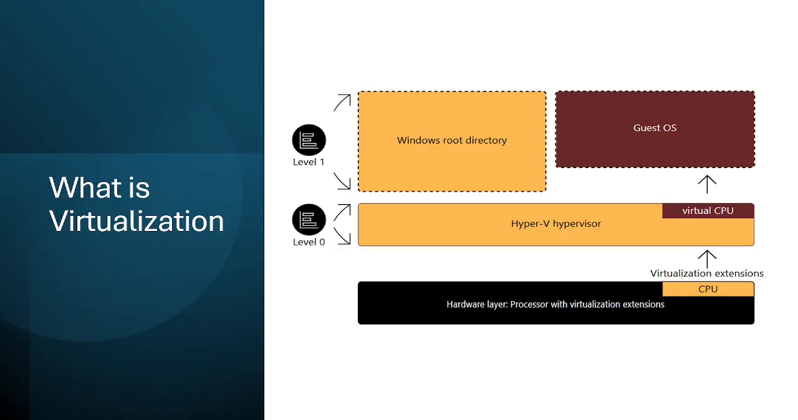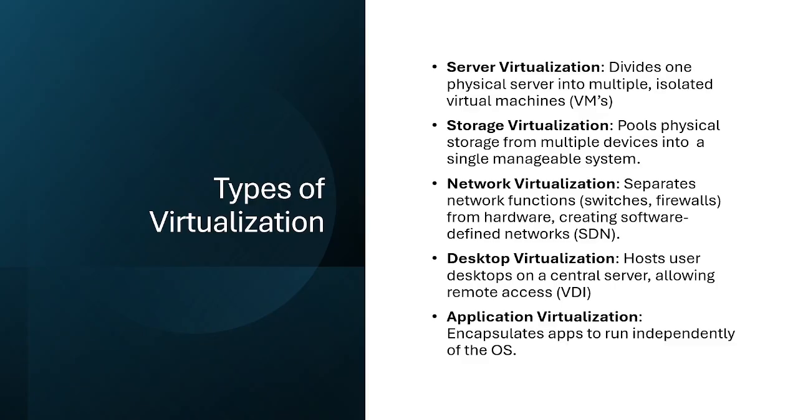Virtualization not only happens for servers, but it can also be achieved for other components as well. The different types of virtualization can be understood as follows. The first and the most common type of virtualization is server virtualization. Server virtualization allows users to divide one physical server into multiple isolated virtual machines. These isolated virtual machines utilize the resources of the physical machine, such as its RAM, memory, and network.